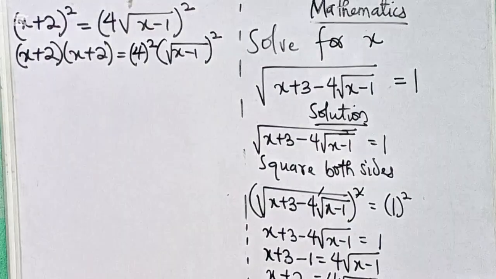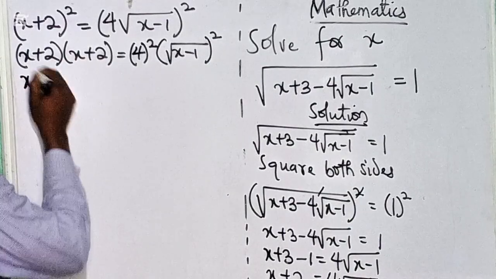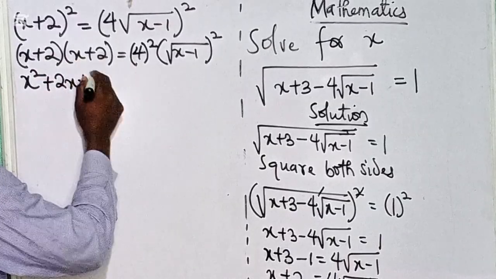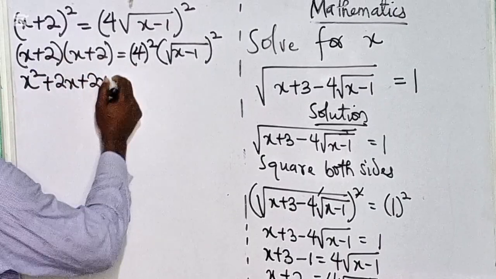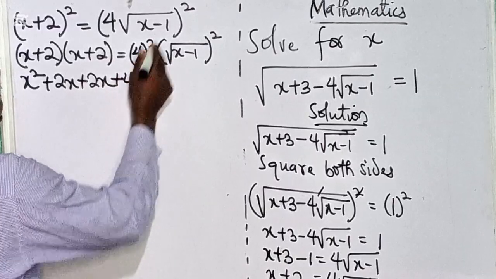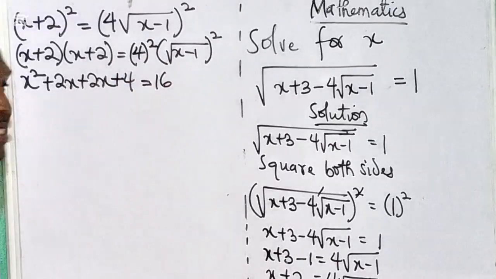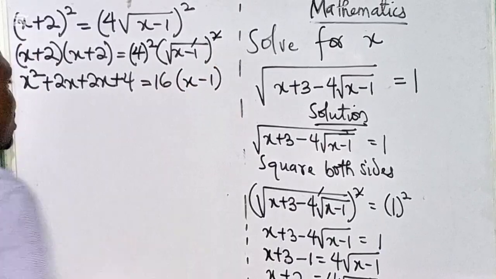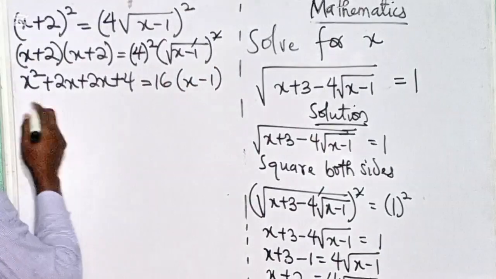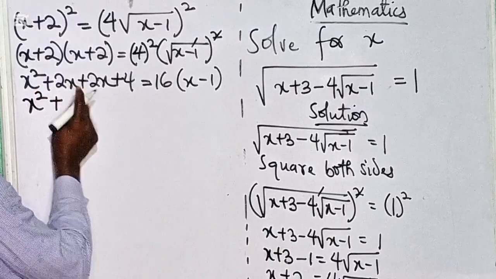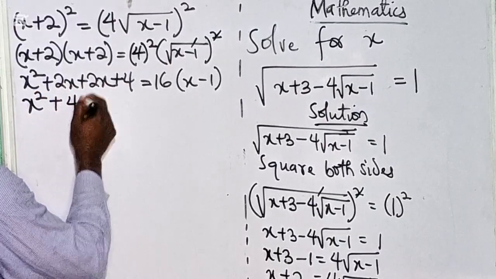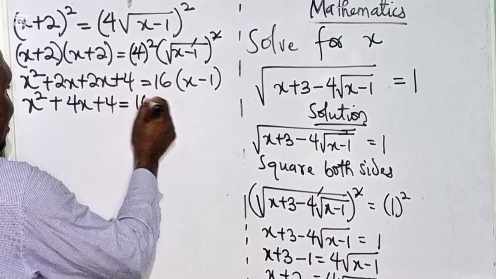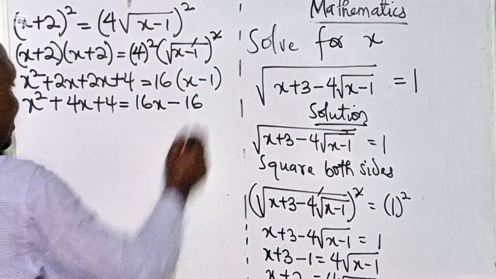All right. So from here, x times x is x squared. x times 2 is plus 2x. Now 2 times x is plus 2x. 2 times 2 is 4, equals 4 squared, which is 16. All right. Now this 2 and this square root go off. I'm left with x minus 1. Is that clear? So at the end of the day, I have x squared plus 2x plus 2x gives us 4x plus 4. Now equals 16 times x is 16x, 16 times 1 is 16.